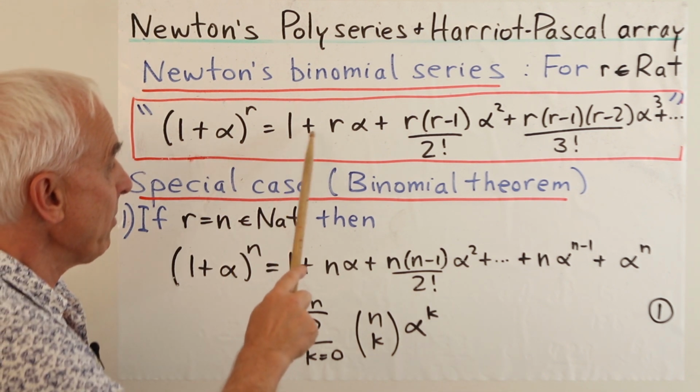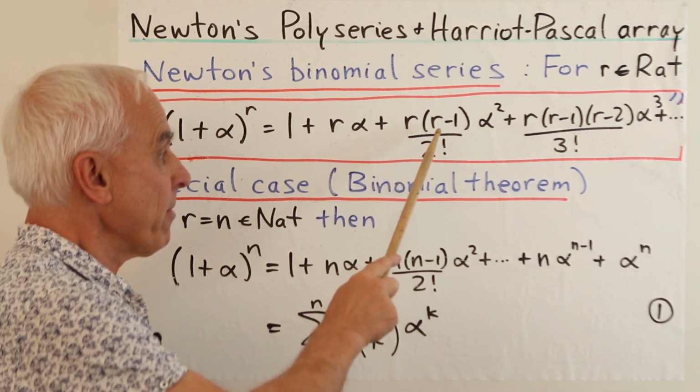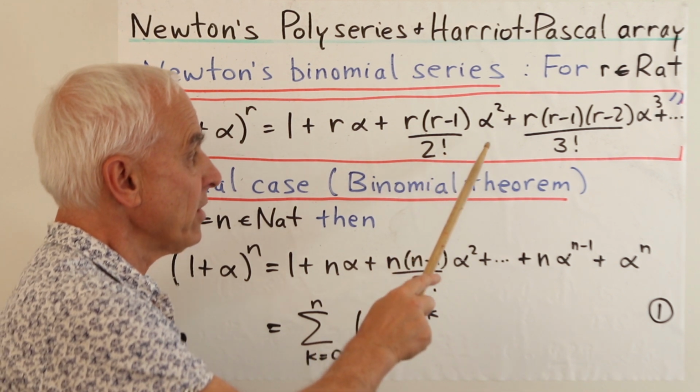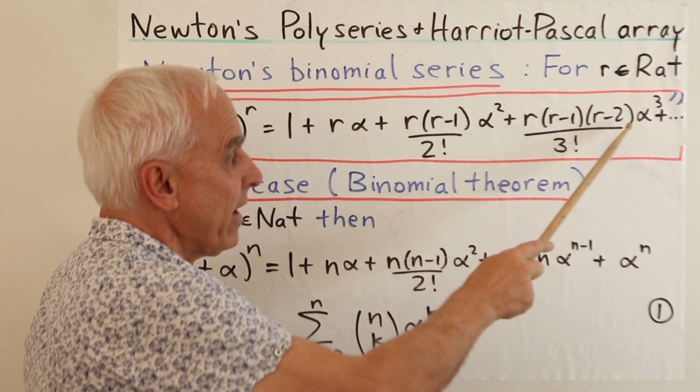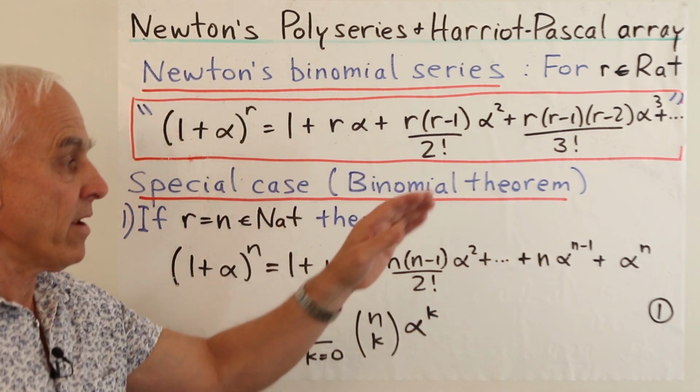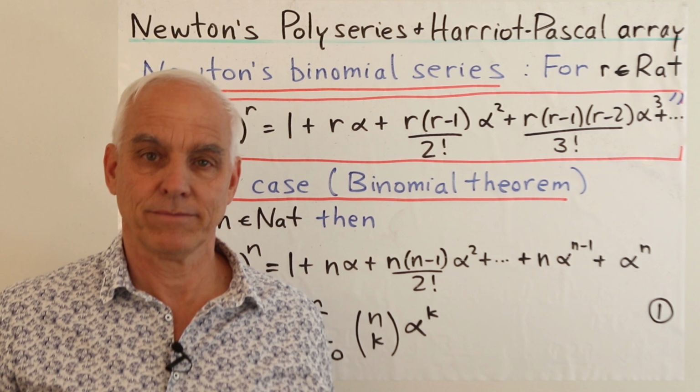And the series is 1 plus r alpha plus r times (r minus 1) over 2 factorial alpha squared plus r times (r minus 1) times (r minus 2) over 3 factorial alpha cubed, and so on. It's an unending sequence that keeps on going.